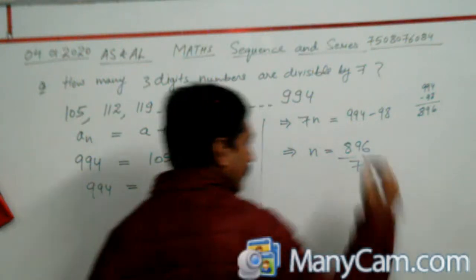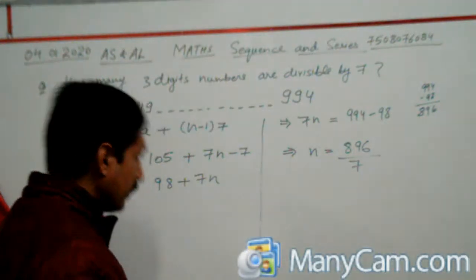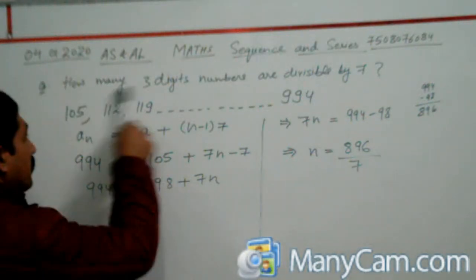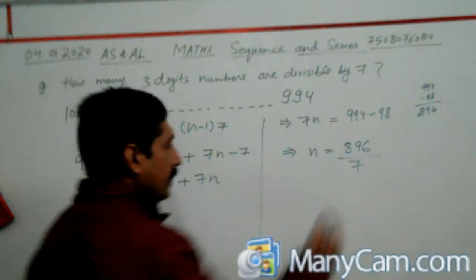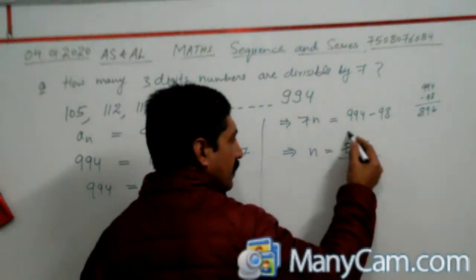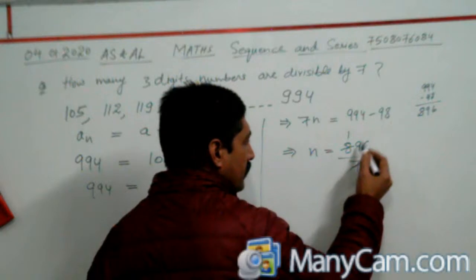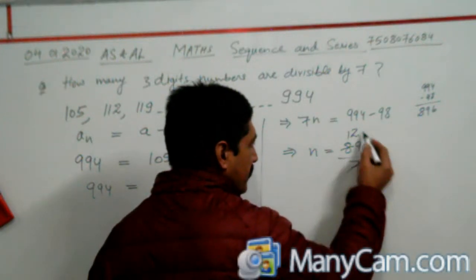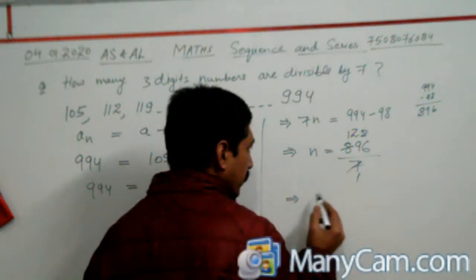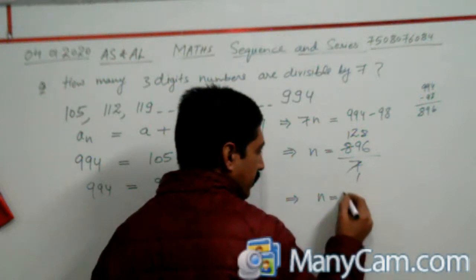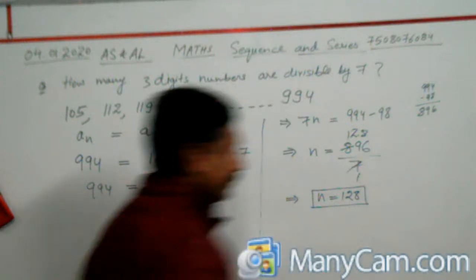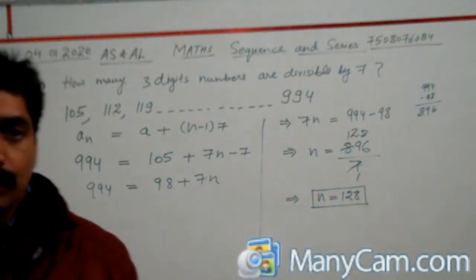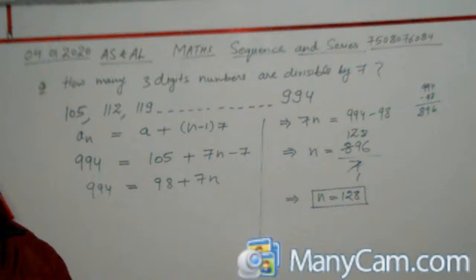So how many numbers are divisible by 7? 7 1s are 7, 7 2s are 14. There are 126 numbers which are divisible by 7.